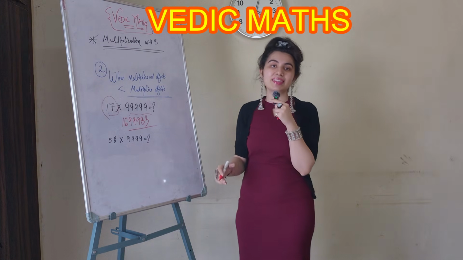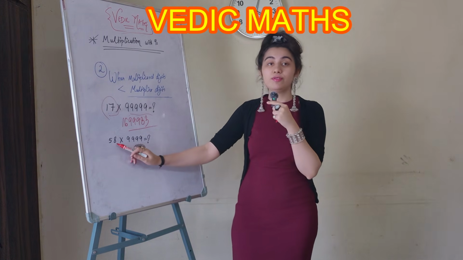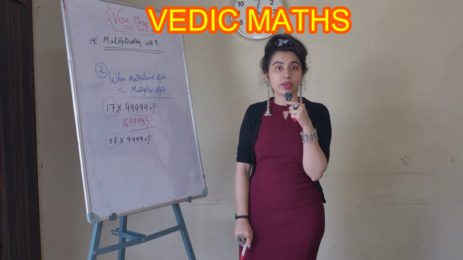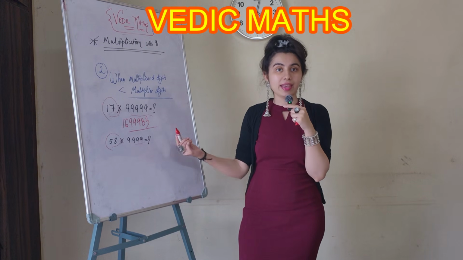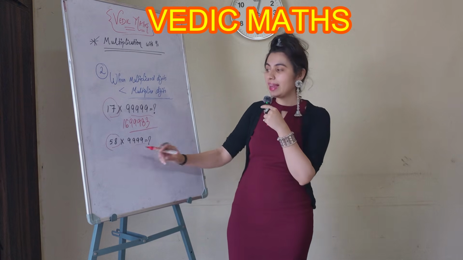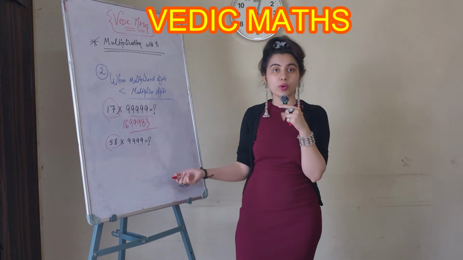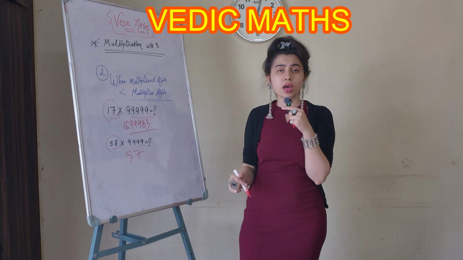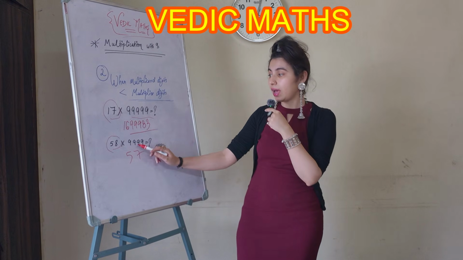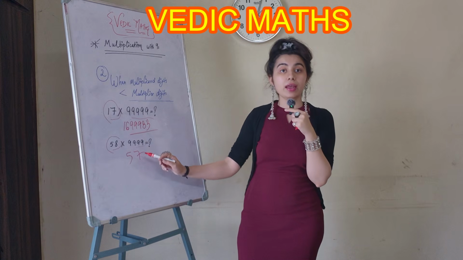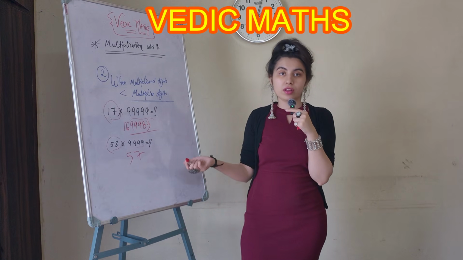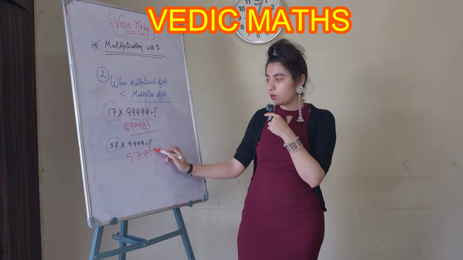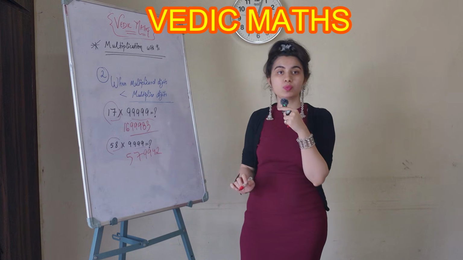Now let's take up another example, and that is if you have to multiply 58 by 4 times 9. What you have to do? Again, the LHS and RHS. For LHS, 58 minus 1, that is 57, right? Now what next? 4 times 9 minus 57. Now what you get? That is 9942, right?